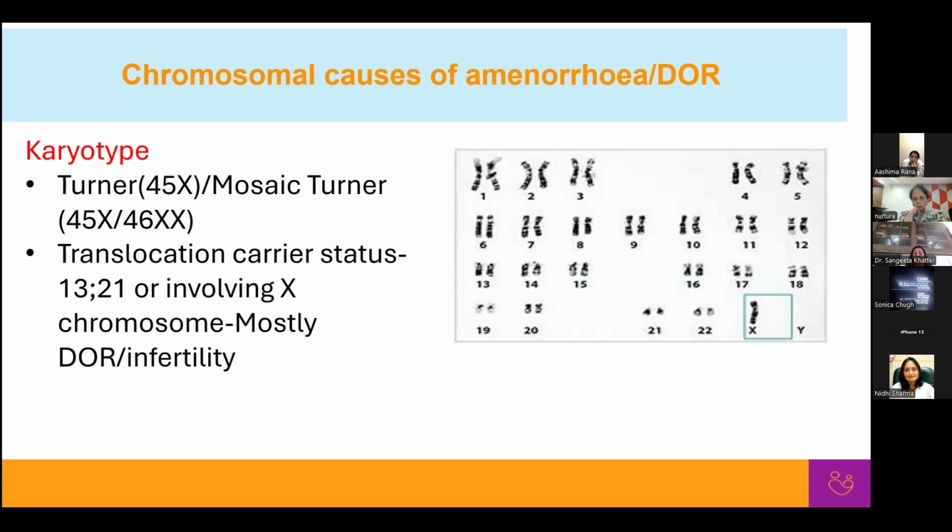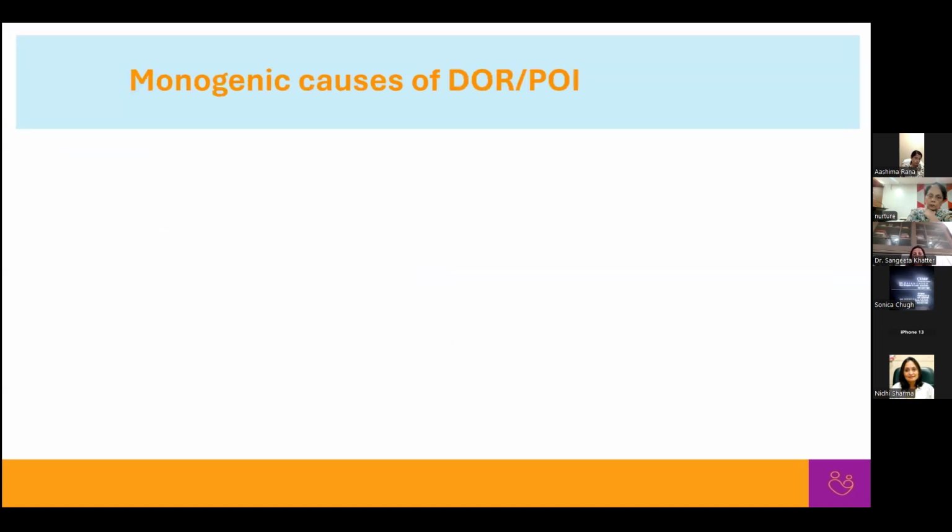Another most important karyotype abnormality is translocation carrier status of the female. She can have a balanced translocation of 13, 21, because on 21 also there are some genes which control fertility, or any translocation involving the X chromosome. Mostly they can lead to decreased ovarian reserve or infertility.